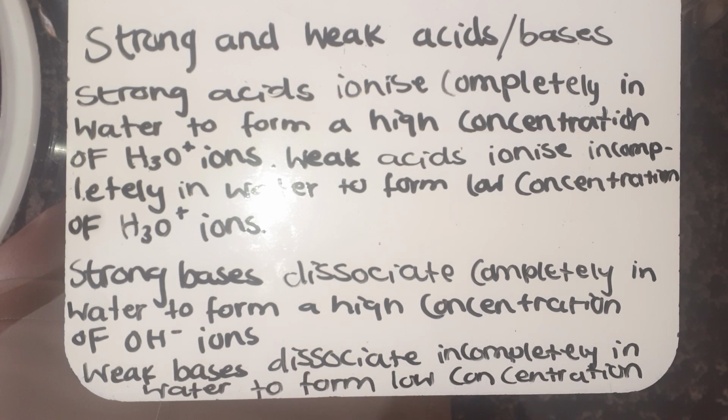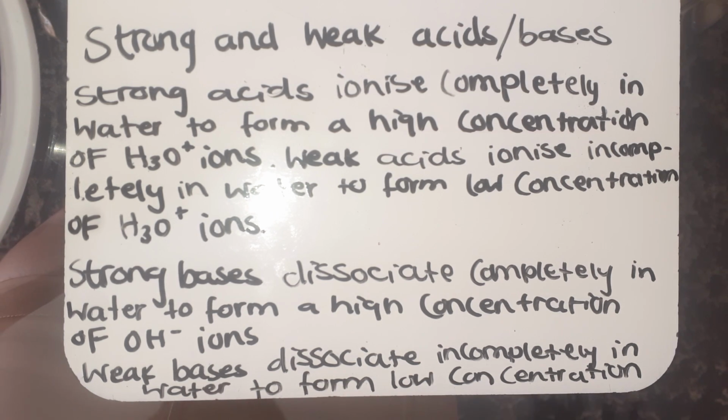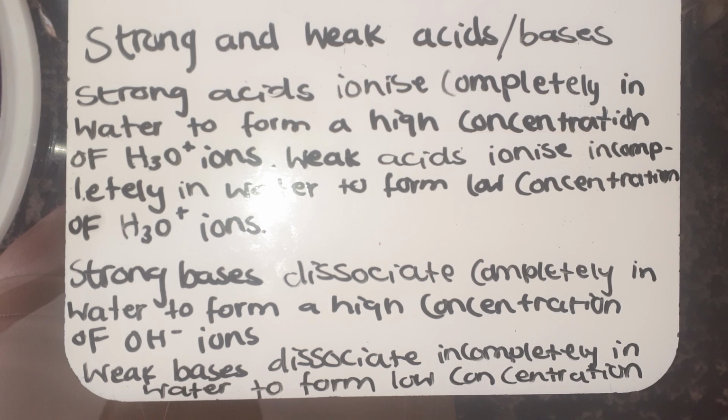Whenever you see H3O+, we are dealing with acids. And when you see OH with a negative on top, we're dealing with bases. A base dissociates completely or incompletely. The one that dissociates completely has a high concentration of OH-, and the one that dissociates incompletely has a low concentration of OH-.